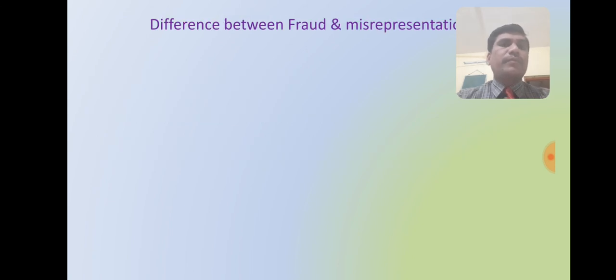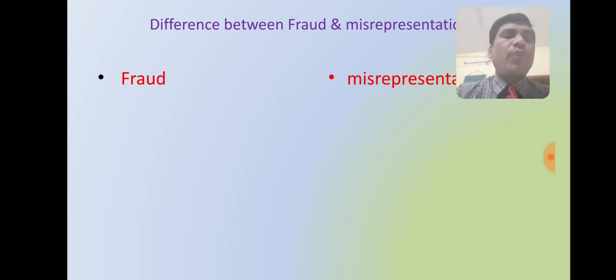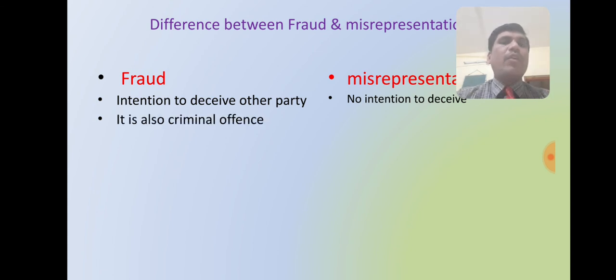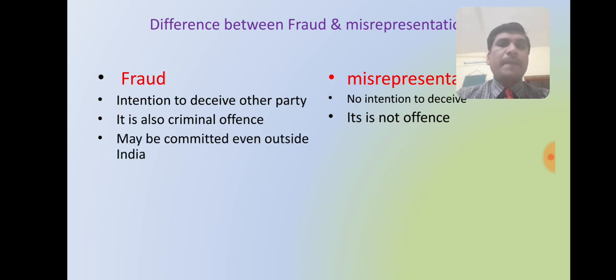Now friends, we will discuss the difference between these two aspects, that is fraud and misrepresentation. Fraud means intention to deceive the other party. In case of misrepresentation, there is no intention to deceive. Fraud is also a criminal offense. Misrepresentation is not a criminal offense.